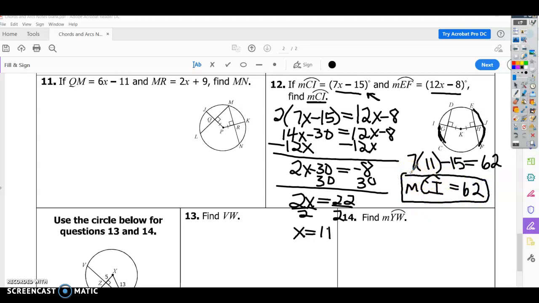Now if you want to check yourself, you can say, okay, what does this equal? When I plug 11 into here, this equals 124. And so CI is half of that. So it's 62, 62 times 2, or 62 plus 62, does that equal 124? Yes. So that is a way to check it and make sure that you did it correctly.